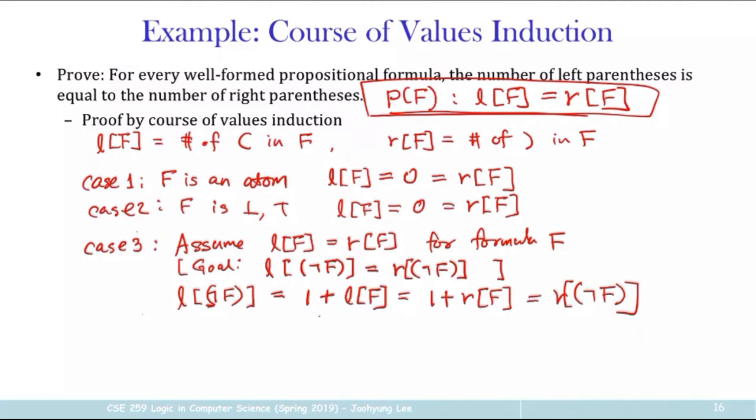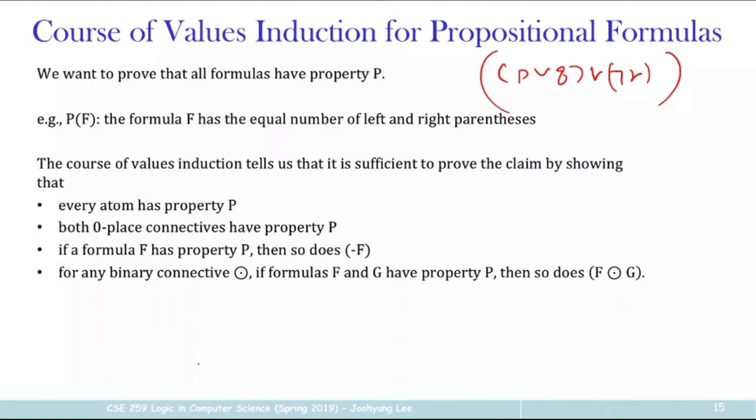So what did we prove? If you look at the chain, we proved that this one is equal to this one, which is actually the same thing that we wanted to prove. So the property P also holds for the negation of F. So case 3 is done. Let me recap what we are doing. If a formula F has the property P, if F has the same number of left and right parentheses, then now the negation of F also has the same number of left and right parentheses.